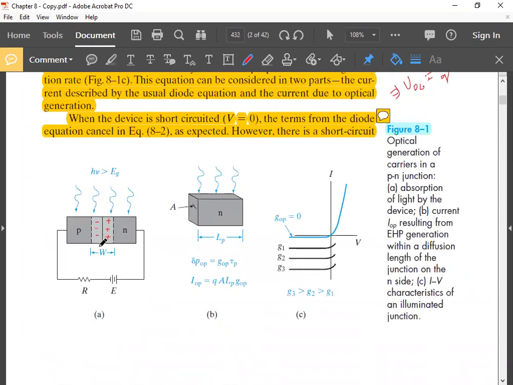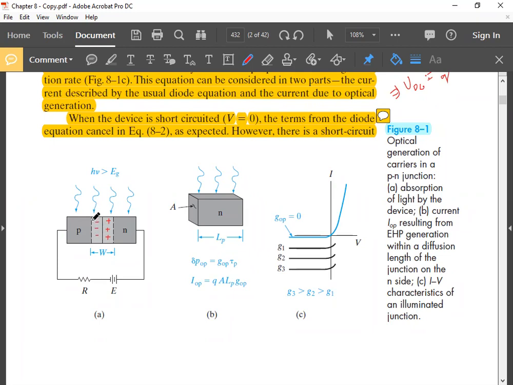Here, the carriers which are generated within W, that is useful. The carriers which are generated within one diffusion length, in this case electron diffusion length in the P side, those carriers are also useful. And the carriers which are generated within one hole diffusion length in this N region are also useful. But in the case of photodetectors, the carriers generated in these regions, within one diffusion length from the depletion layer, will take time to diffuse to the depletion layer and then to the other side.